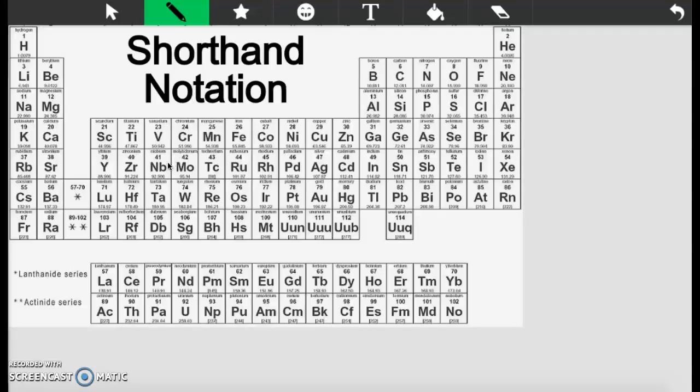Okay, so this video is about a concept that you guys seem to be struggling with, the shorthand notation part, also called the noble gas notation, or shortcut notation. That's the one that uses your noble gases, which are found here on your periodic table. They're over here in group 18, which means they have 8 valence electrons, which is what makes them stable. And because they're stable, they don't ever change.